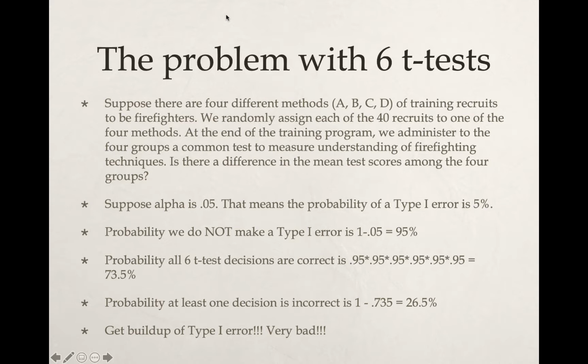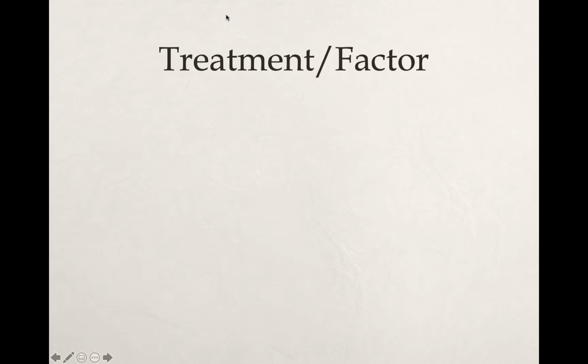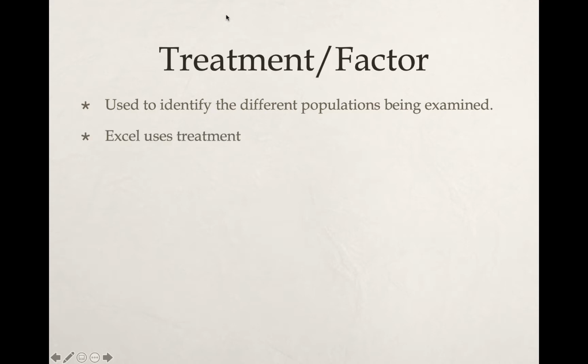All right, so what happens when you do these two-way comparisons is you get a buildup of type 1 error, which is very bad. So let's talk a little bit about why we want to run an ANOVA. We've got this treatment or factor, and this is the term used to identify the different populations being examined.